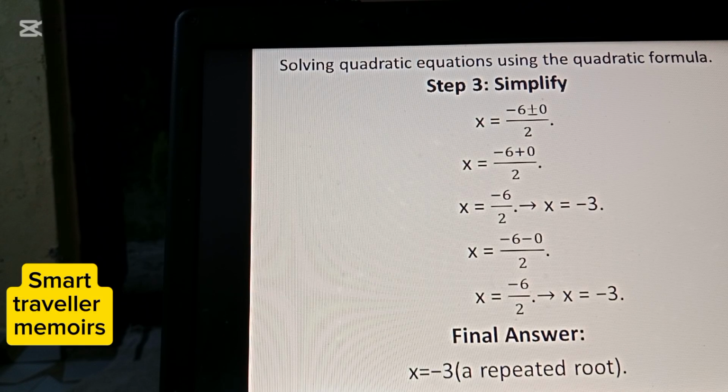You find that when you simplify the positive root, you get negative 6 plus 0 over 2, which is negative 6 over 2, which gives you negative 3 as your x. And if you take the negative root, you get negative 6 over 2, and it will still give you negative 3. So you see the root is repeated. In this case, the discriminant must be 0. So x is equal to negative 3.